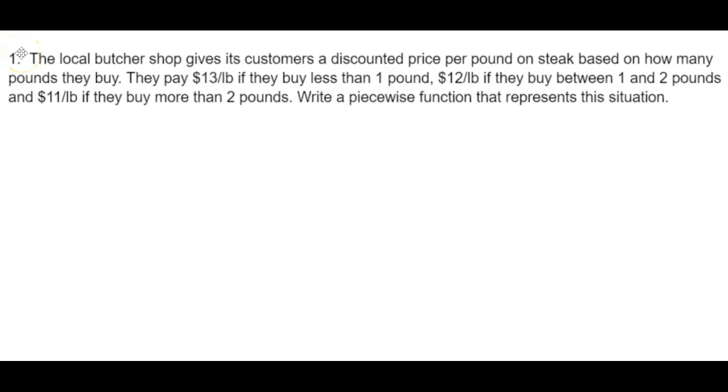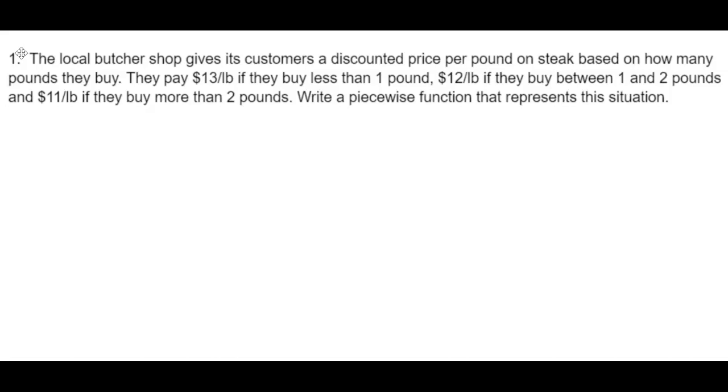All right, guys, let's take a look at this example in which the local butcher shop gives its customers a discounted price per pound on steak based on how many pounds they buy. They pay $13 if they buy less than a pound, $12 if they buy between 1 and 2 pounds, and $11 if they buy more than 2 pounds. We want to write a piecewise function that represents this situation.